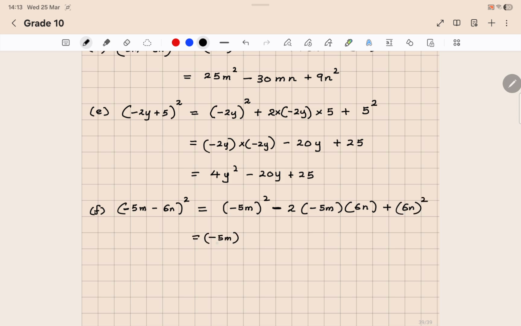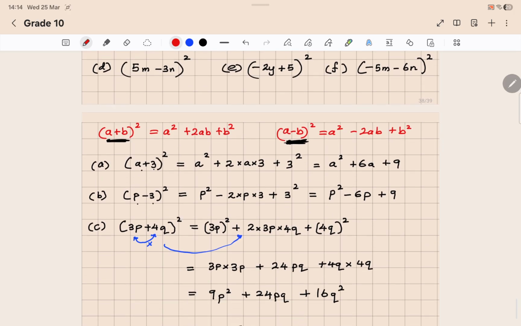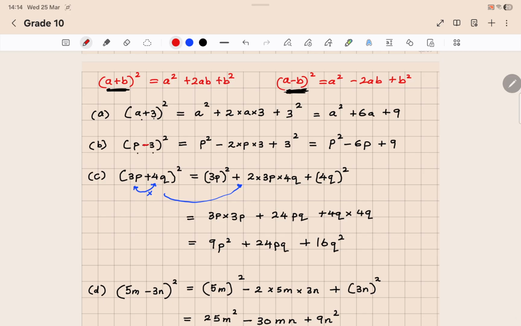So minus 5m times minus 5m, simplify this, minus minus becomes plus. 10 into 6 is 60mn. 6n into 6n is 36n squared. Minus 5 into minus 5 becomes 25, so 25m squared plus 60mn plus 36n squared. Right, so that is how you do expansion of a plus b or a minus b squared type. So depending on the middle sign, pick the correct formula. If it is plus, a plus b squared form. If the middle sign is minus, pick the a minus b squared form.